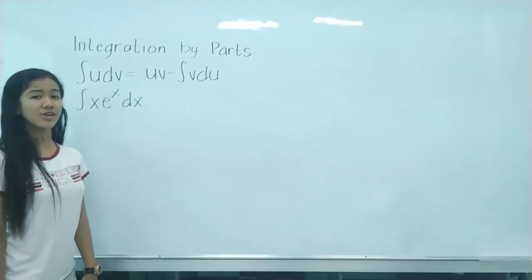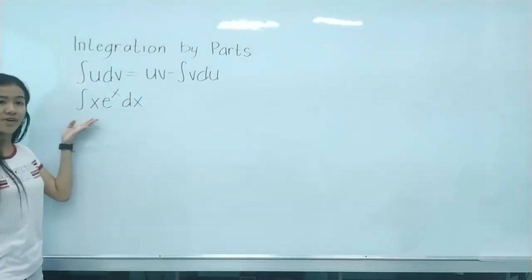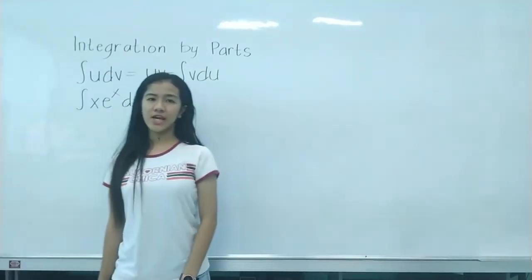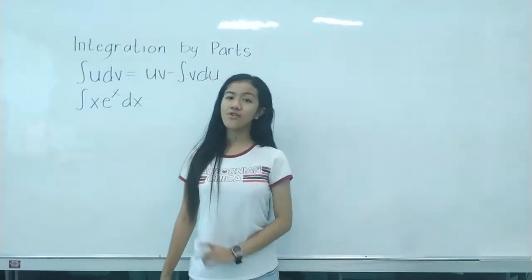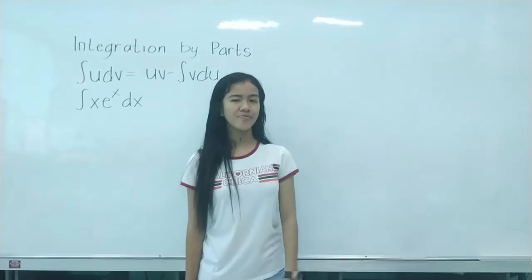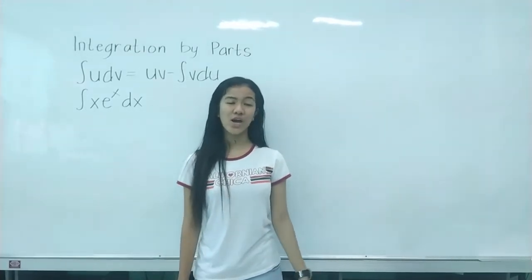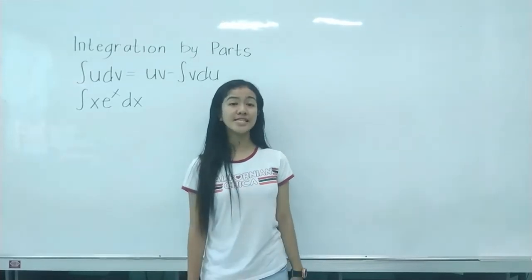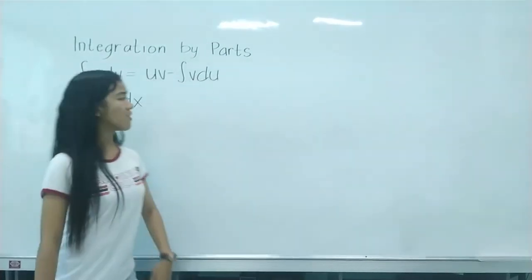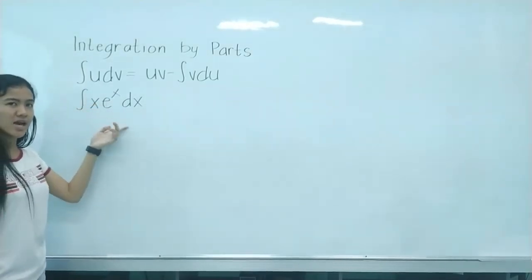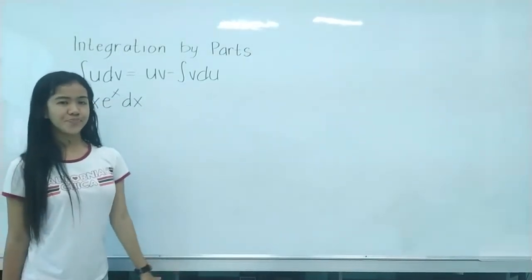Let's try integrating the integral of x e raised to x dx. We could do this easily if it were just the integral of e raised to x dx or x dx, because we can do that with the basic integration we have learned before. But in this case, we can't. We have x multiplied to e raised to x dx. So what are we going to do?